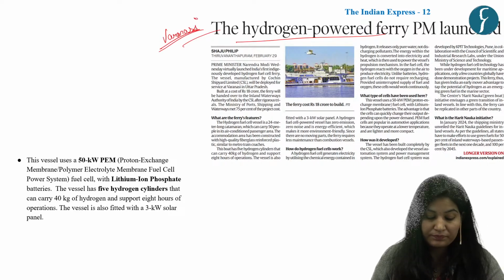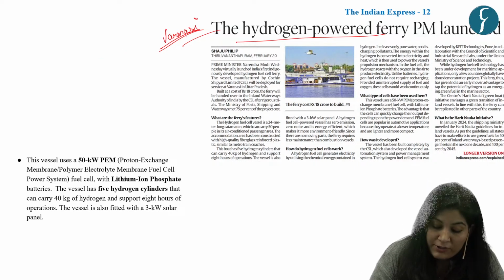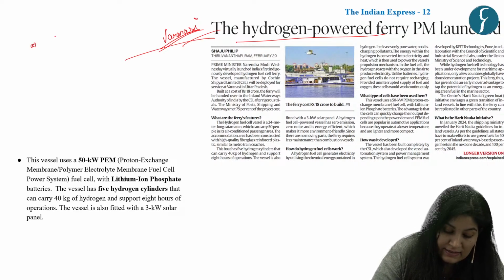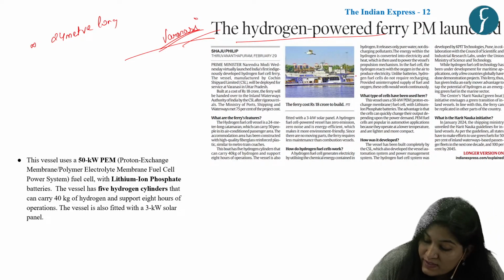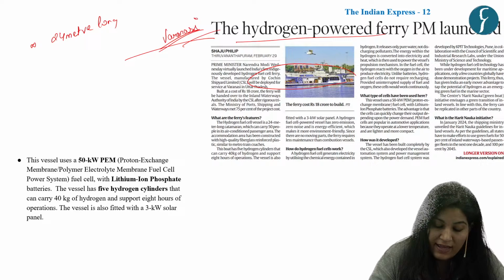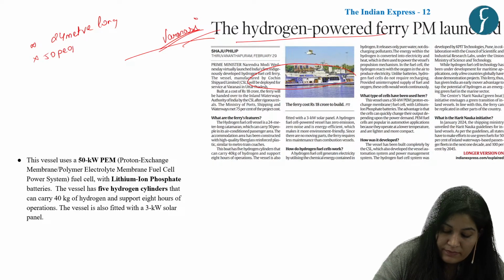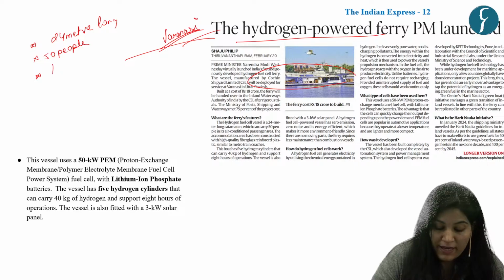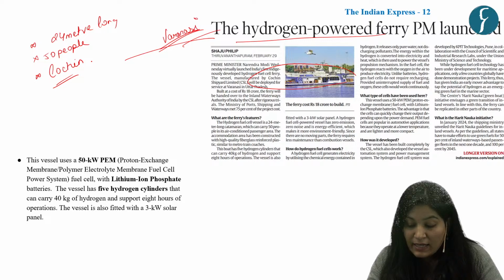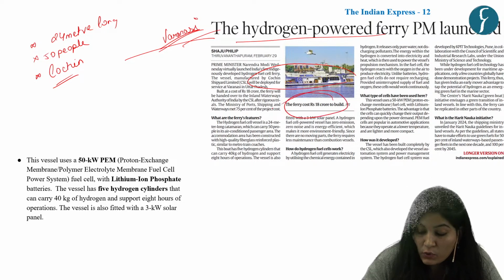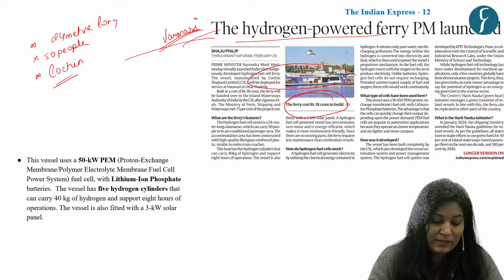Got it? So let's see some quick facts about the hydrogen-powered ferry. It is 24-meter long. In this image, you can see it is 24-meter long and it can carry 50 people. It is manufactured by Cochin Shipyard Limited, and it is built at the cost of 18 crores, and 75% of that is met by the Ministry of Ports, Shipping and Waterways.